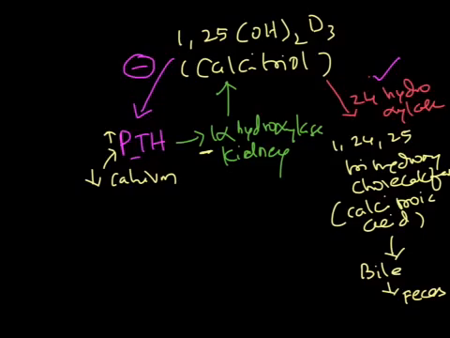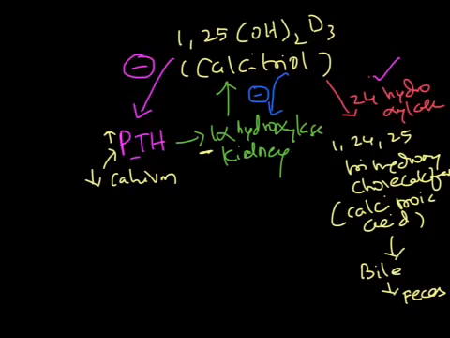Another regulation of 1,25 dihydroxycholecalciferol is 1,25 dihydroxycholecalciferol itself. Whenever there are excess levels of it, it will have a negative feedback effect on the 1-alpha hydroxylase enzyme. Thereby 1-alpha hydroxylase enzyme activity decreases, and the concentration of 1,25 dihydroxycholecalciferol goes down.